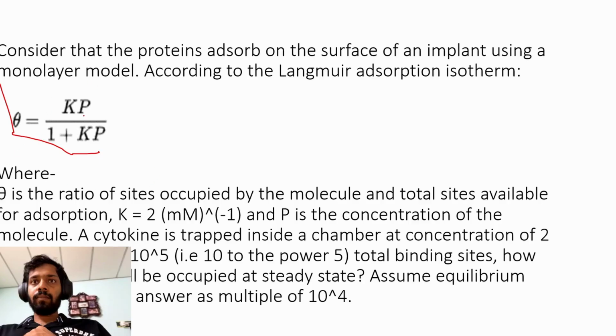They're saying there are a total of 10 to the power 5 sites that can be occupied. So these are binding sites that are available for proteins to adsorb onto. Now, basically, they're asking how many of these sites are actually occupied at steady state. Does anyone know how to solve this?